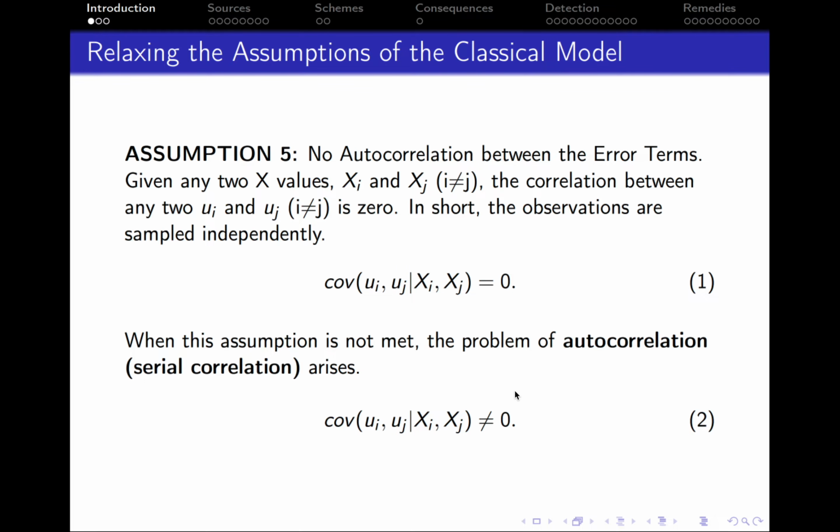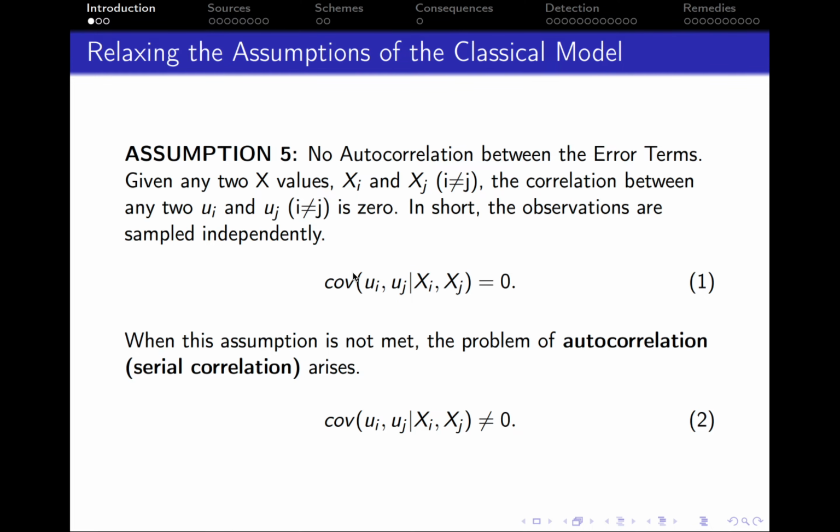So some lectures before, we discussed the assumptions of the normal linear regression model, and here is one of the assumptions, assumption number 5, of no autocorrelation between the error terms. So in other words, given any two values of x, the correlation between any two error terms should be 0. This ensures the observations are sampled independently, and mathematically this is denoted as the covariance between two error terms given two values of x's must be equal to 0.